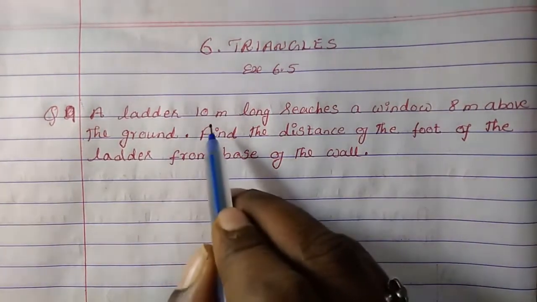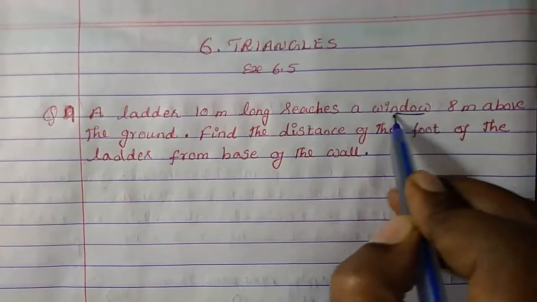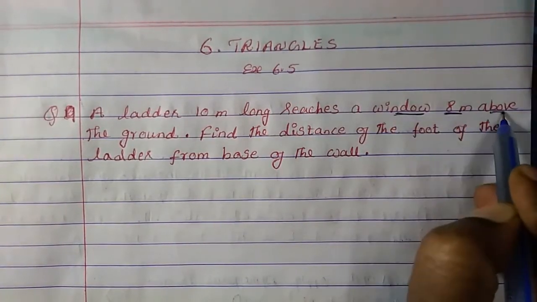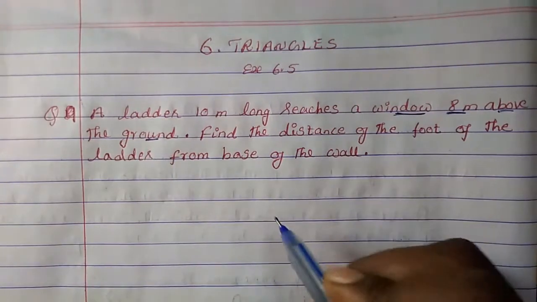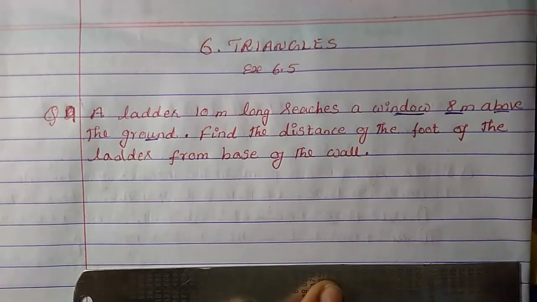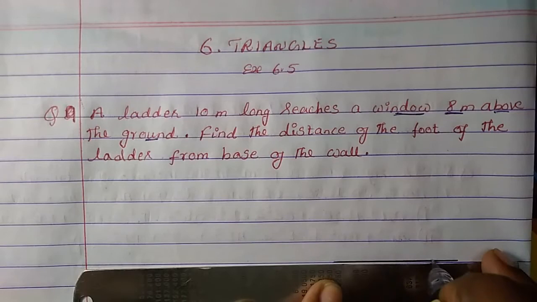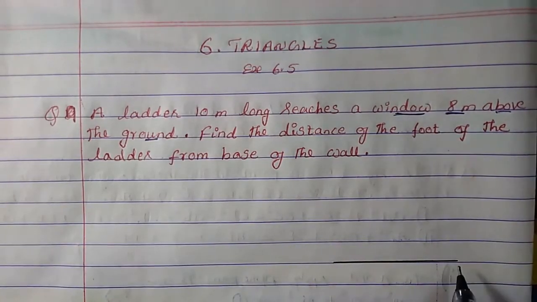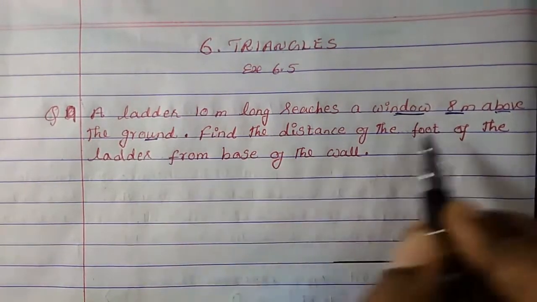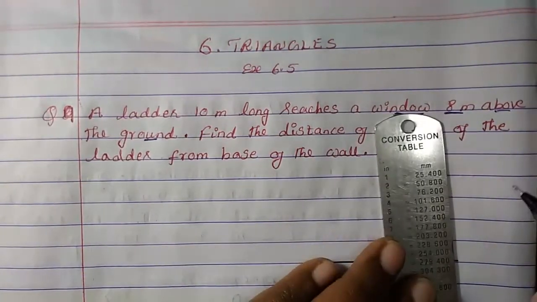A ladder 10 meter long reaches a window 8 meter. Window is of 8 meter above the ground. So naturally window will be above the ground. So let's consider this is the ground. Okay, this is our ground. So above the ground, window is there 8 meter.